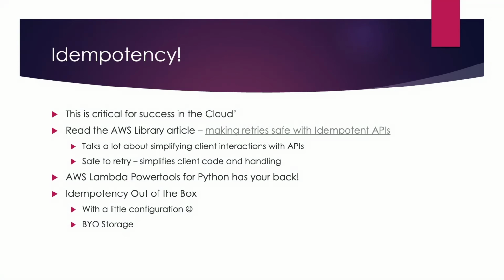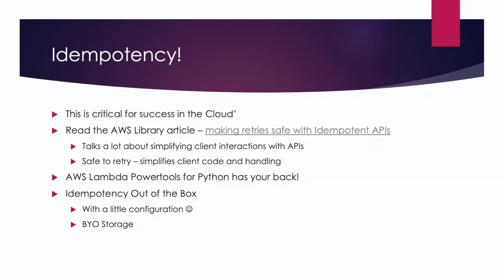Because at the end of the day, if anyone watched re:Invent last year and saw Dr. Werner Vogels' keynote, he talked a lot about what they've learned about APIs in the last 15 years. And they talk a lot about simplifying client interactions. If anyone's writing APIs out there, go and watch it. Absolutely go and watch it. It's awesome. The beauty of this is, if you properly implement idempotency and you simplify your client interactions, it becomes safe to retry. Simplifies your code, simplifies your handling.